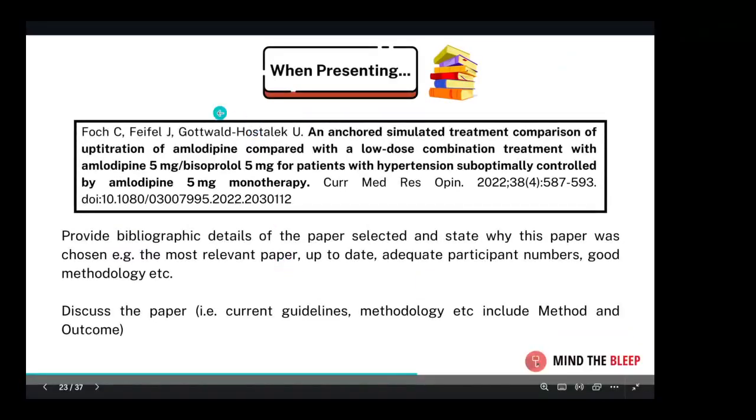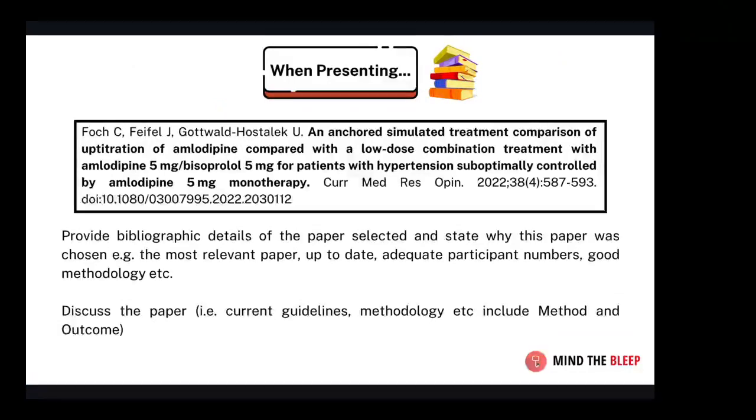So back to our example, when presenting a case, this article is the one that is best suited for this question. It's a randomized controlled trial that compares the outcomes of 2 groups. The first one is up titration of amlodipine, or using a low-dose combination therapy with amlodipine and bisoprolol. When you're showing this article in your presentation, you need to provide bibliographic details of the paper selected and state why this paper was chosen.